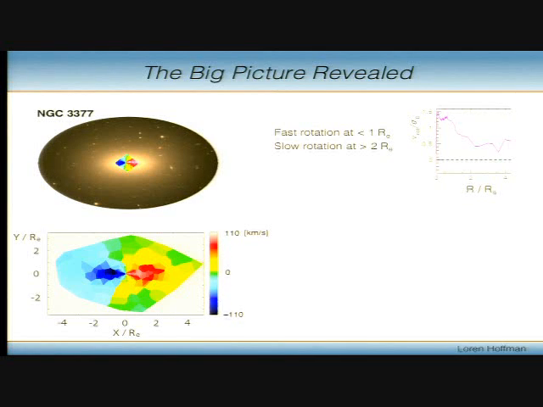This is just a V over sigma versus radius plot, which shows you that the V over sigma really is falling quite rapidly as you go to larger radius.